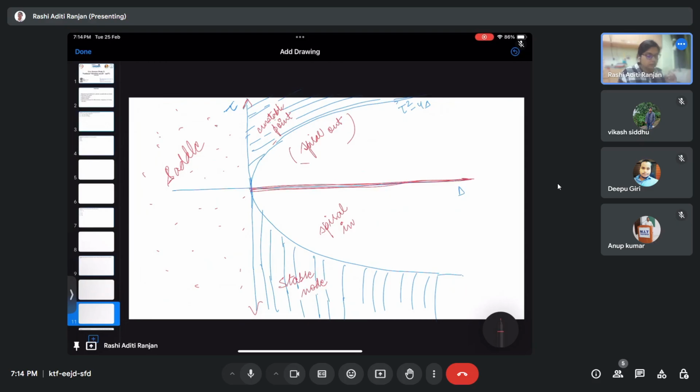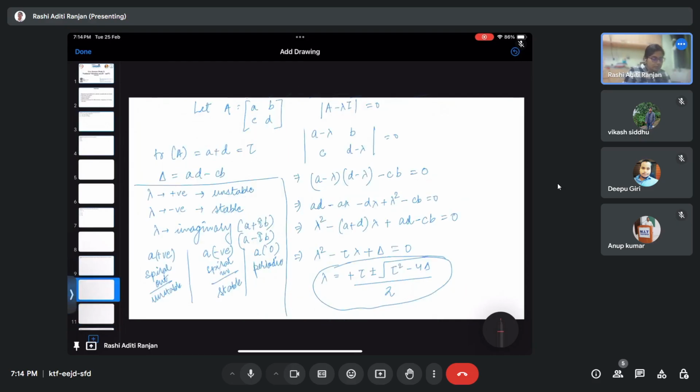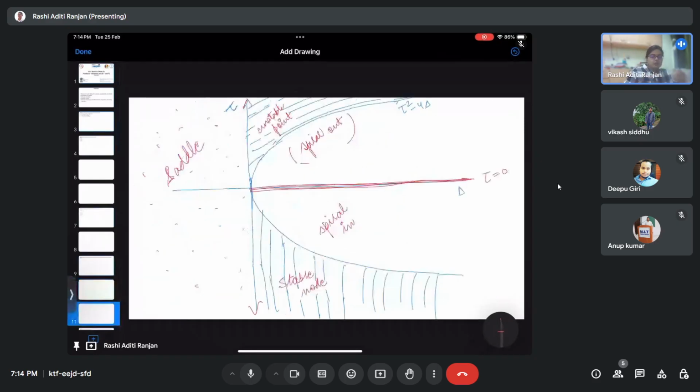What is going to happen with lambda over here? If you can see, my tau, the trace, is equal to 0. See, the trace is gone. So what do I have? I have nothing plus under root of minus 4 delta by 2. So there is essentially the presence of two imaginary values of lambda, which have 0 real part.